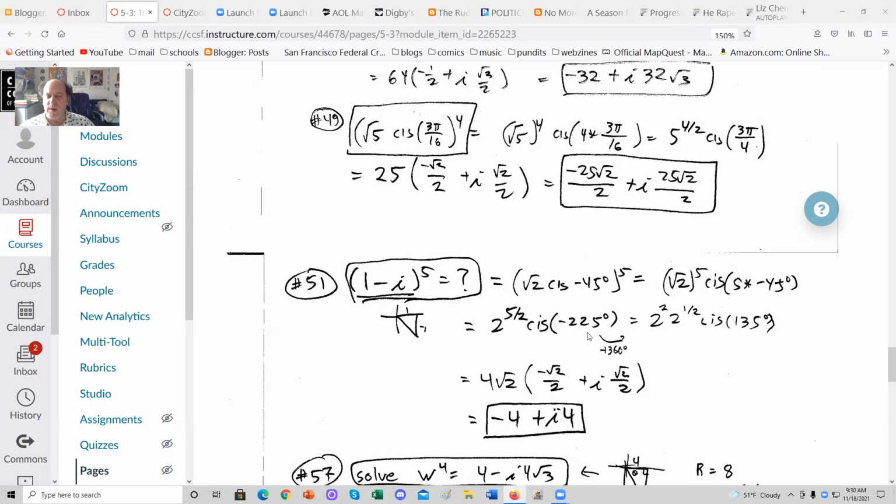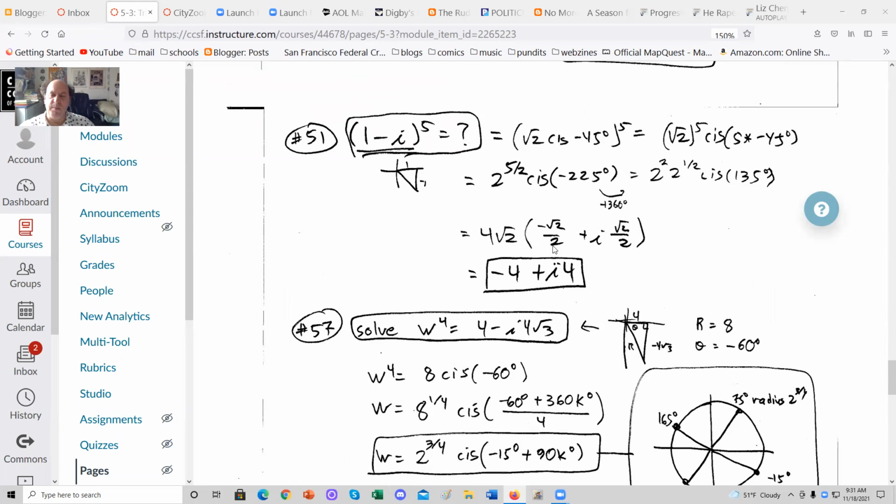Let's add 360 degrees to turn this into a positive 135 degrees, which is in the 2nd quadrant. And if you work out the trig, that's going to be minus root 2 over 2 plus i root 2 over 2. 2 to the 5 halves is 2 to the 2nd times 2 to the half. Therefore, 4 root 2 times minus root 2 over 2 plus i times root 2 over 2. Next and last step is distribute the 4 root 2 throughout. And after a little bit of that, you get minus 4 plus i times 4. That's the 5th power of 1 minus i.